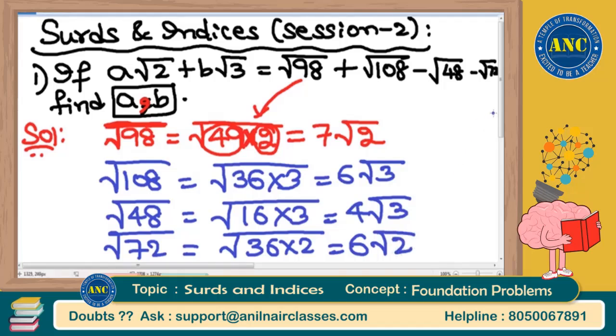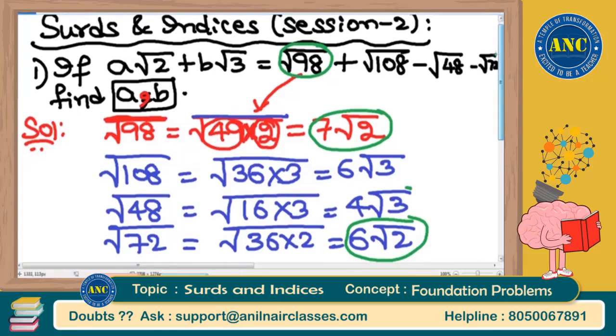What are they asking in the question? They are asking to find the values of a and b. Can I say it like this? Root 98 is 7 root 2, and root 72 is 6 root 2, with a negative sign. 7 root 2 minus 6 root 2 is 1 root 2.